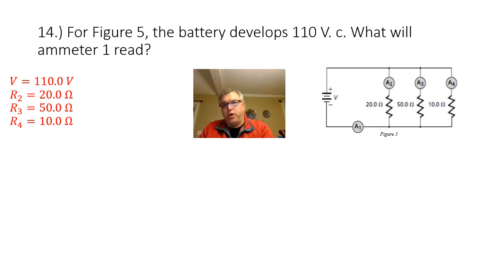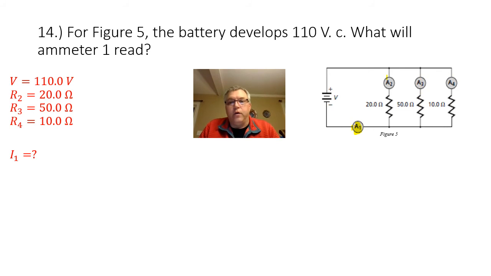So we're looking at the current going through the entire circuit. And I know I want to know the current for the entire circuit because my ammeter isn't along one of the branches for the circuit. It's actually where all the branches combine and goes straight through the battery.